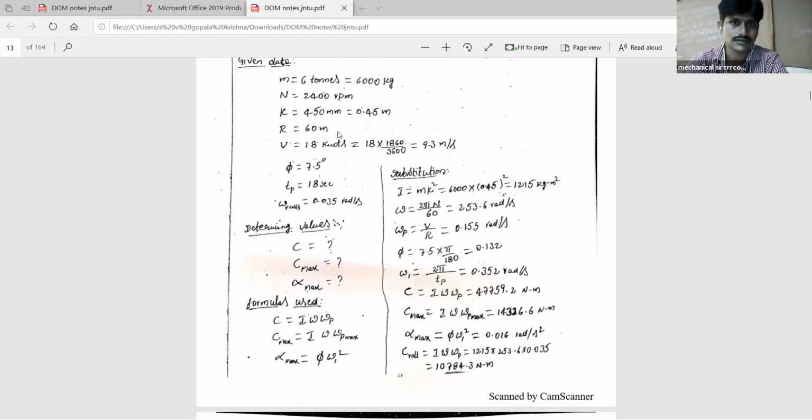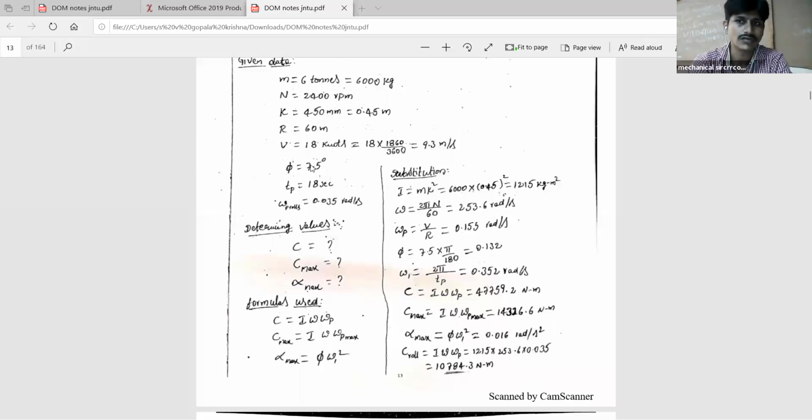And radius of curvature is 60 meters. And the velocity of the ship is 18 knots. 1 knot equals how many kilometers? Anyone respond? 1 knot equals 1.86 kilometers. So 18 into 1.86, converted into meters, 1860 meters, divided by 3600 seconds. So V in meters per second is 9.3 meters per second.